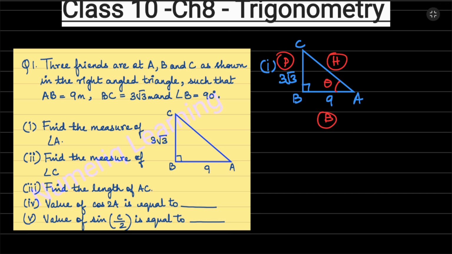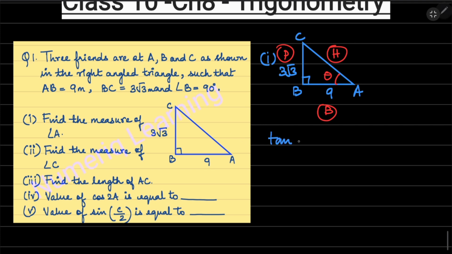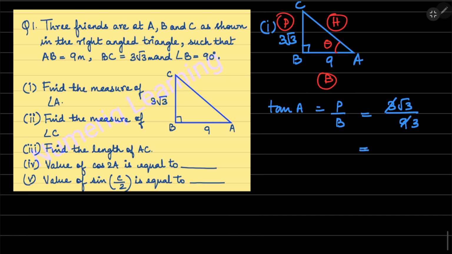So tan is the trigonometric ratio which is related to the ratio of these two sides. With theta at angle A, I can write tan A is equal to P by B, perpendicular by base. Your perpendicular is 3 root 3, your base is 9. So 3 3s are 9, and your answer will be root 3 divided by 3. I can write 3 in the denominator as root 3 multiplied by root 3, so this is nothing but 1 by root 3.